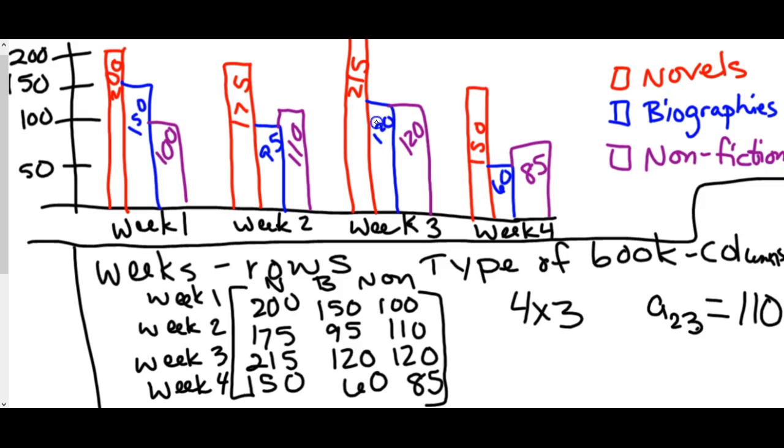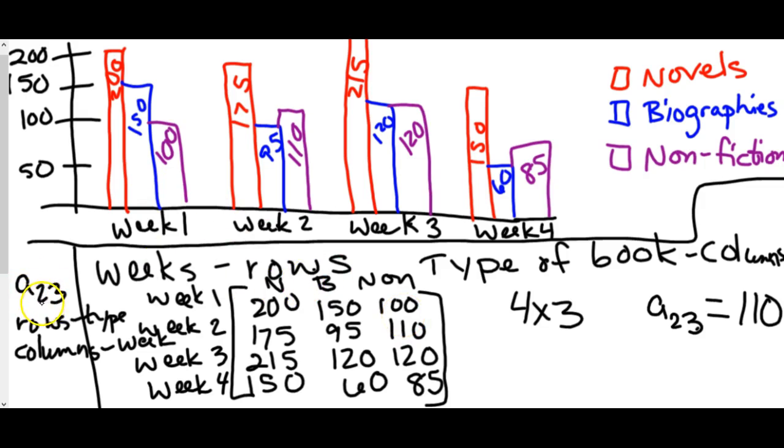and I said, let's find the element A23, but I specified that the rows are going to be the types of books and the columns would be the weeks. You can find that without drawing the matrix out. So this A23 will be different than what we've already found because that was when weeks were rows and types of books were columns. So if rows are the types of books and columns are the weeks, we can just go through and find our element without drawing out the matrix if we want to. We could draw out the matrix as well.